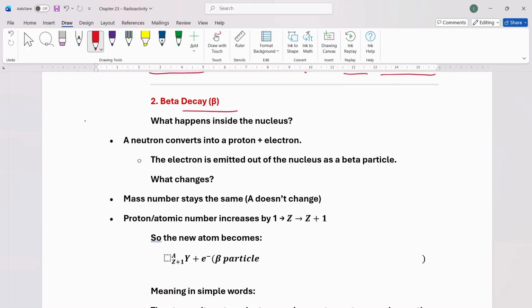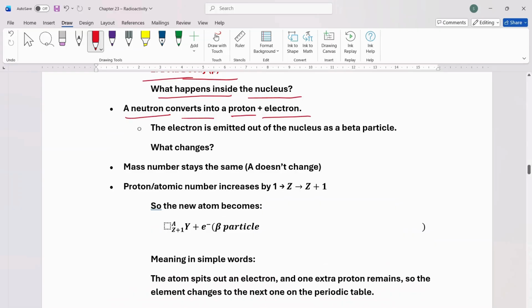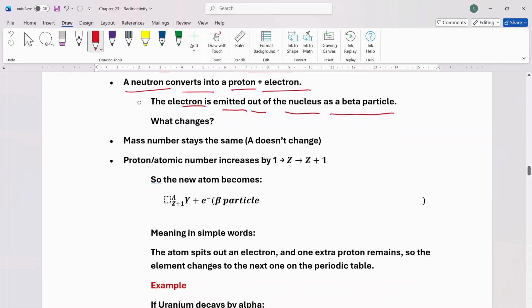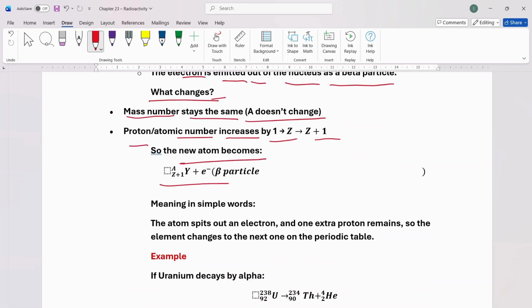Now let's discuss beta decay. What happens inside the nucleus? A neutron converts into a proton plus an electron. The electron is emitted out of the nucleus as a beta particle. What changes? The mass number stays the same, A doesn't change, whereas the proton number increases by 1, so Z plus 1. The new atom becomes Y. A will not change, Z is plus 1, and one electron, the beta particle, is emitted.